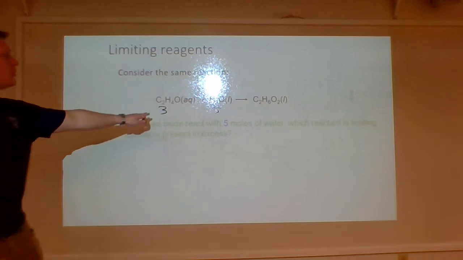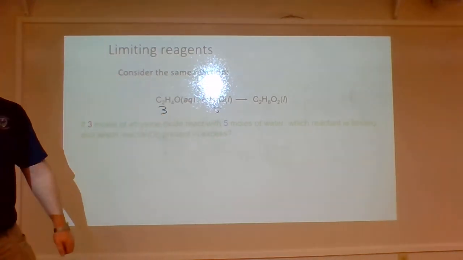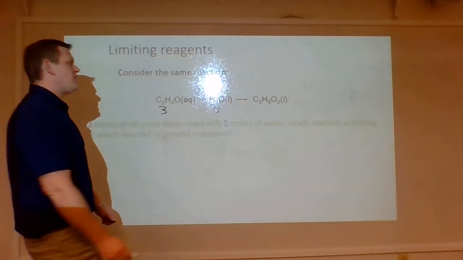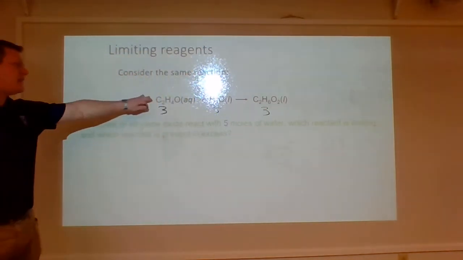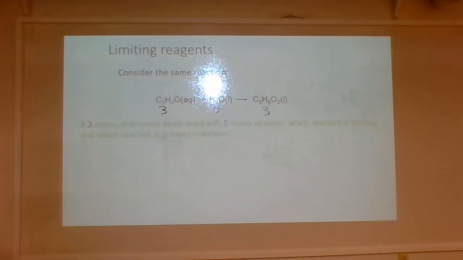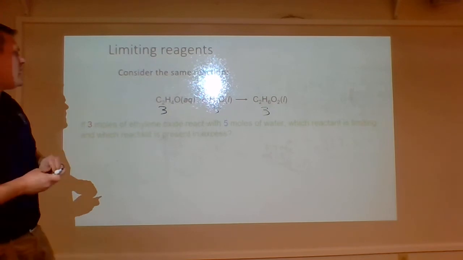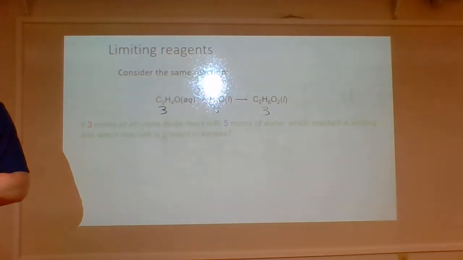Okay, obviously we're going to run out of our ethylene oxide before we use up all of our water. So we would then produce 3 moles of our product here. That would identify our ethylene oxide as our limiting reagent, and we have our water here as our excess reagent.